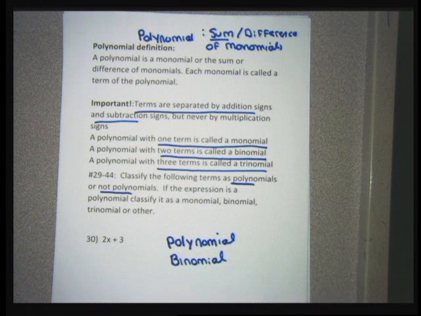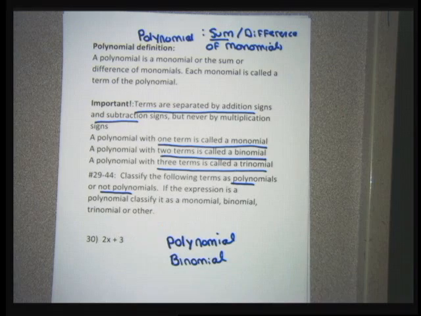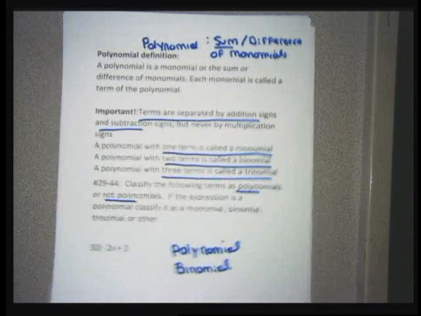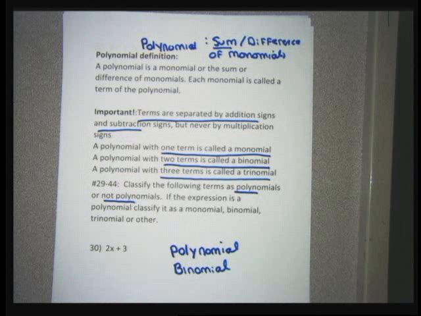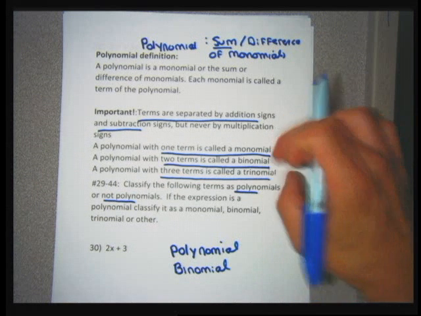is called a term. And if the pieces aren't separated by pluses or minus signs, if there's times or divides, they're not polynomials. So for each problem between 29 and 44, first I'm going to figure out whether it fits the rules to be a polynomial. And then if it's a polynomial, I'll see if it fits one of the subcategories, monomial, binomial, or trinomial.